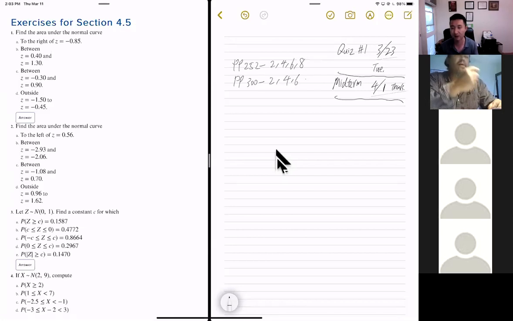The midterm will cover chapter 1 to chapter 4. Basically the same format as our homework. We'll talk more about the midterm in the coming weeks, or the week after the spring break. But any questions for the quiz and midterm before we start today's class?